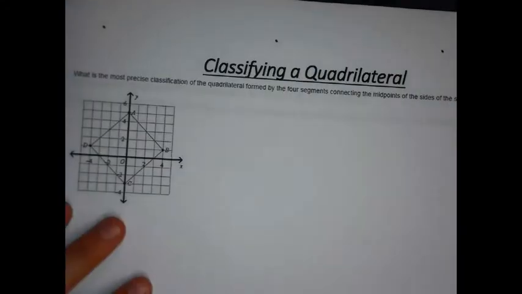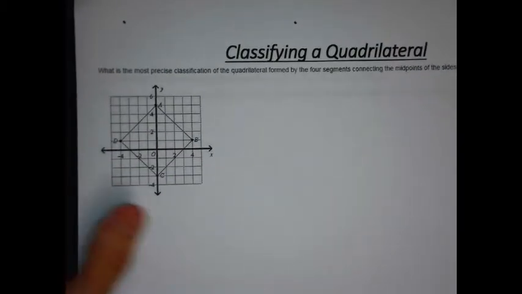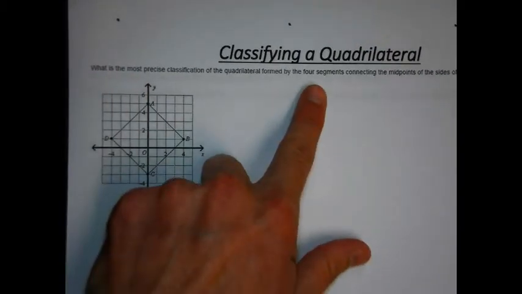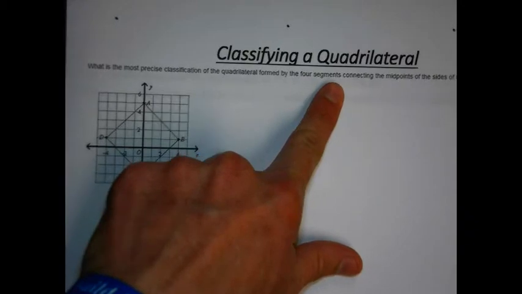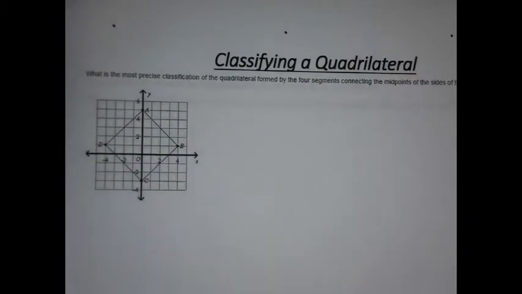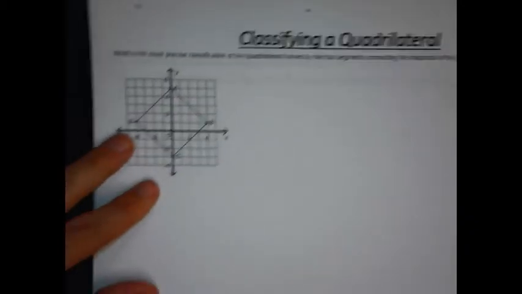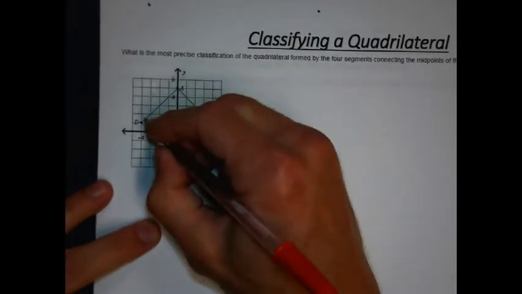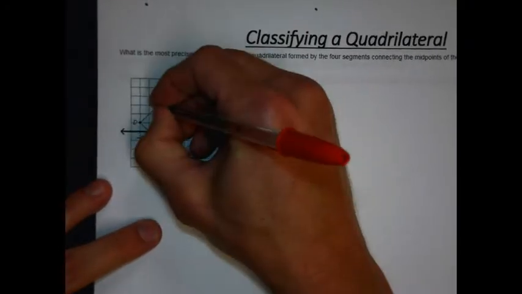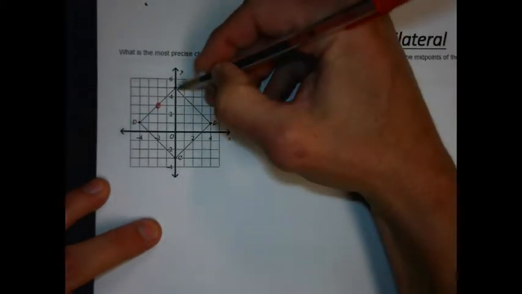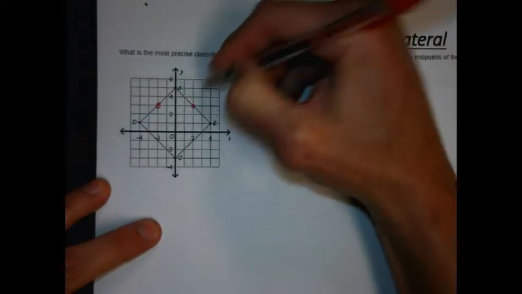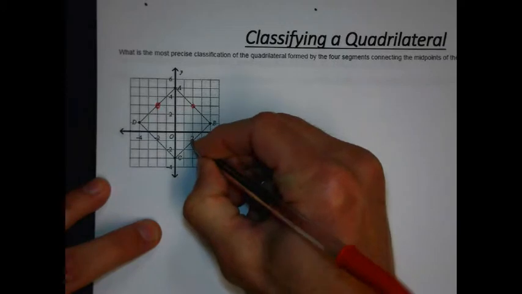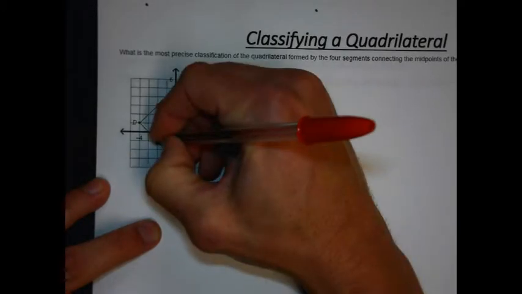So let's do some more, and let's see if we can go a little bit quicker. Again, the same question: the most precise classification of the quadrilateral formed by the four segments connecting midpoints of the sides of the square. So let's look for the midpoints. So now watch this square. From D to A, check it out. It's 1, 2, 3, 4 units, midpoint right in the middle. From A to B, 1, 2, 3, 4 units, midpoint right in the middle. From B to C, 1, 2, 3, 4, and 1, 2, 3, 4. So we have our midpoints.